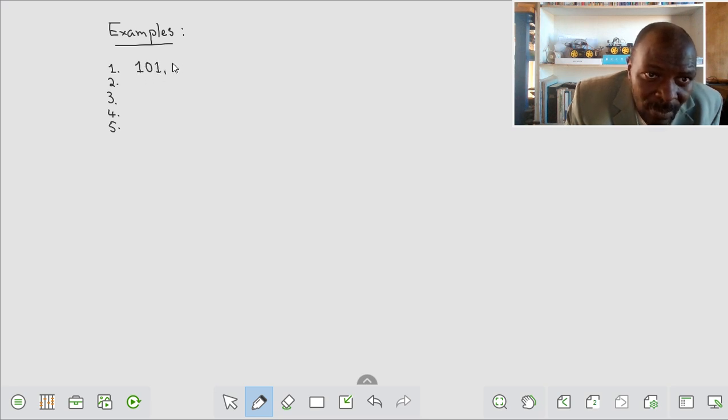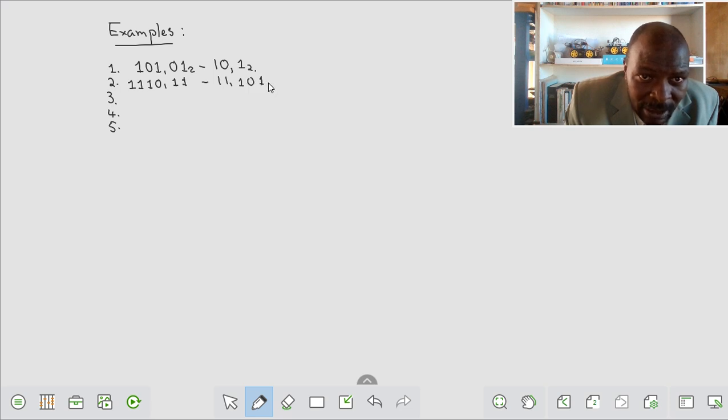101, comma 01 in base 2 minus 10, comma 1. This is 2, comma 5 base 2. The next example is 110, comma 11 minus 11, comma 101, and again it's base 2.